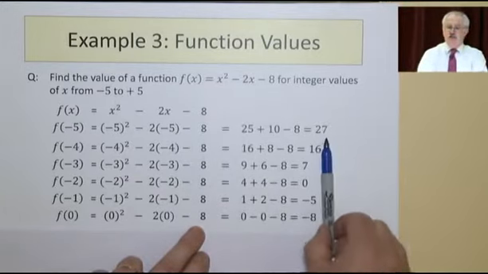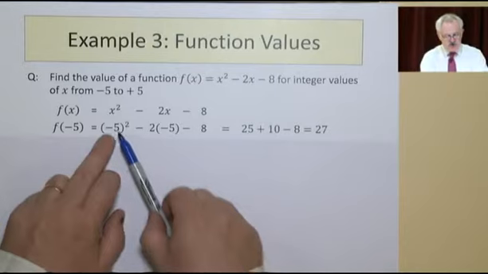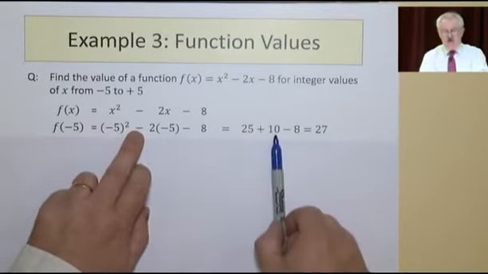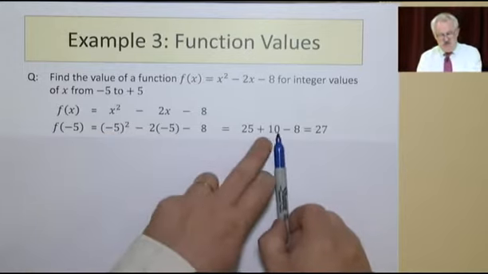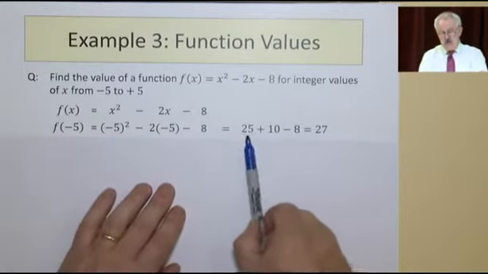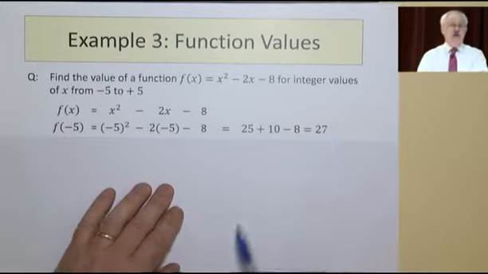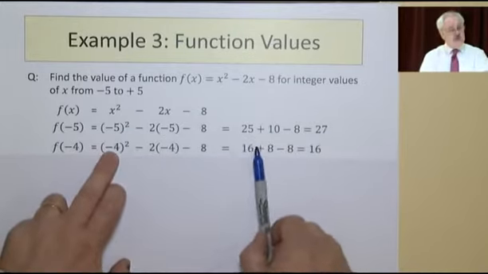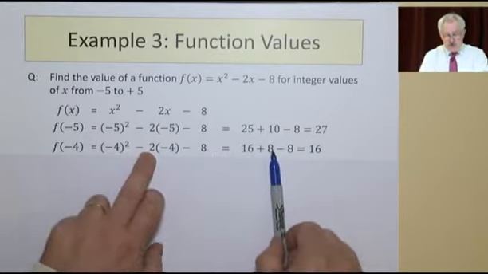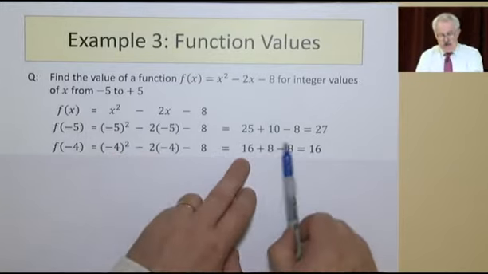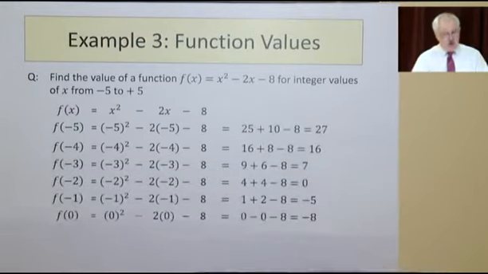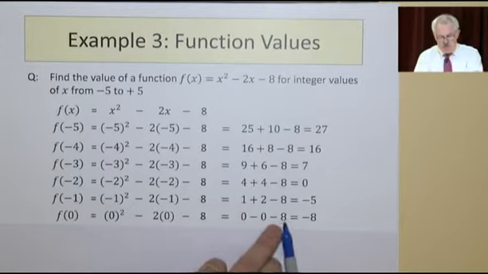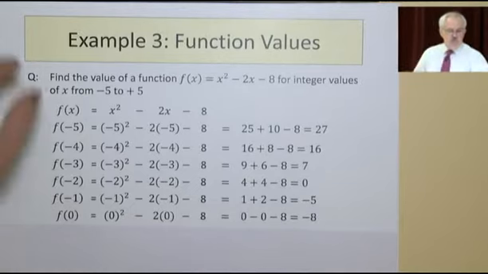Now you have to do the calculations on each of those. So in the first one, your minus 5 by minus 5 is 25. Minus by minus is plus. So 25 plus 10 minus 8. You do your calculations. 35 minus 8 is 27. Here, your minus 4 squared is 16. Minus by minus is plus 8. Minus 8. They cancel. You're left with the 16. And all the way down to 0. And you get 0 minus 0 minus 8 is minus 8.